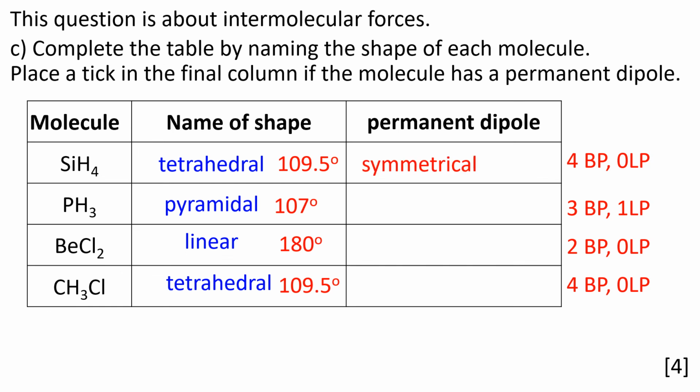The SiH4 is symmetrical in 3 dimensions. The dipoles will cancel, so that has got no permanent dipole. Same is the case for the BeCl2. The bond dipoles act in opposite directions, so they cancel out. It's symmetrical, no permanent dipole. The PH3, however, does have a permanent dipole, as does the CH3Cl. Hope that made sense.